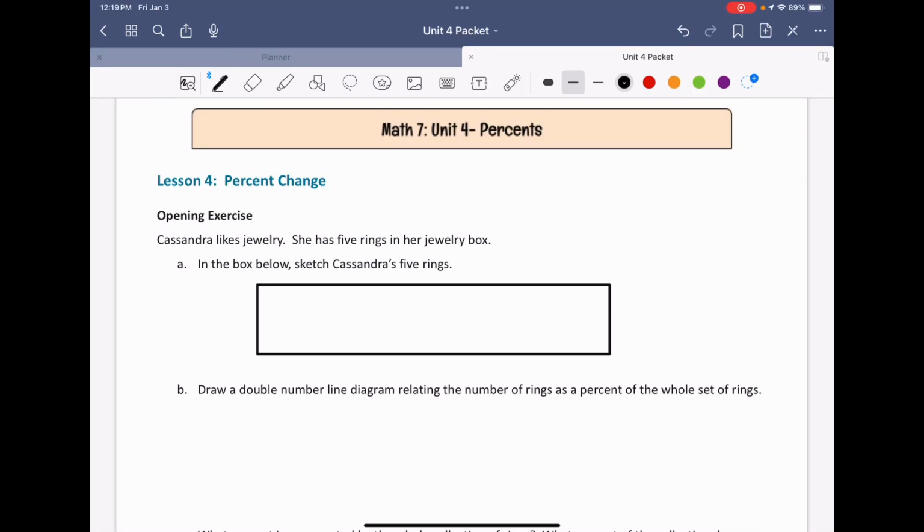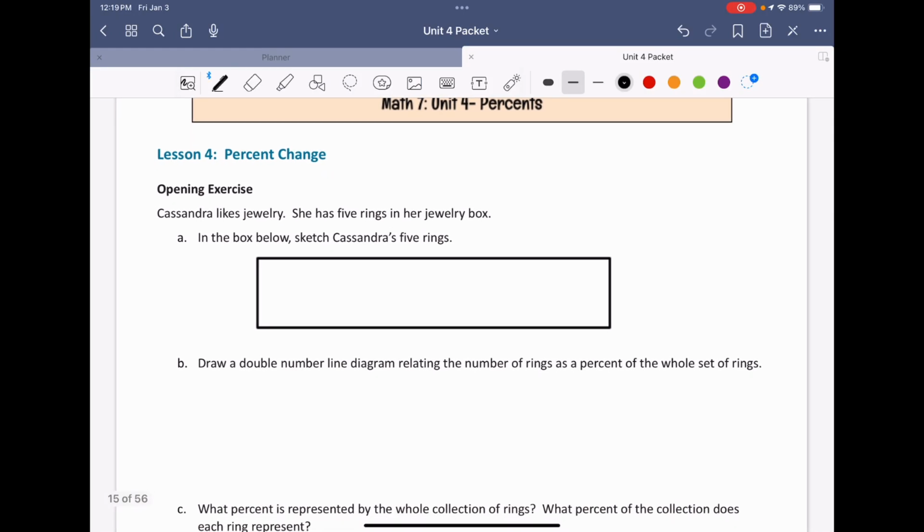All right, we're on lesson 4, which is on percent change. So to start, we have an opening exercise just to get ourselves in the mindset of what percent change actually means. It says Cassandra likes jewelry. She has 5 rings in her jewelry box. In the box below, sketch Cassandra's 5 rings.